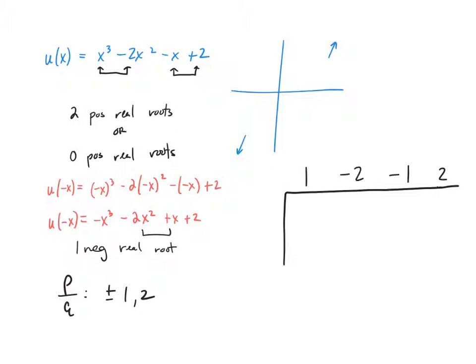So what I want to test here, I'm going to try 1, because 1 is easy. 1 times 1 is 1. 1 plus negative 2 is negative 1. 1 times negative 1 is negative 1. Plus negative 1 is negative 2. 1 times negative 2 is negative 2. Negative 2 and 2 is 0. So it works.